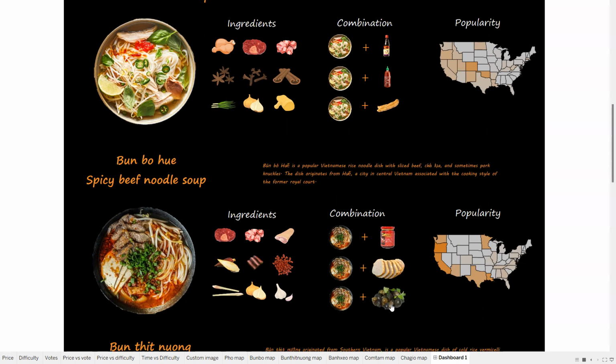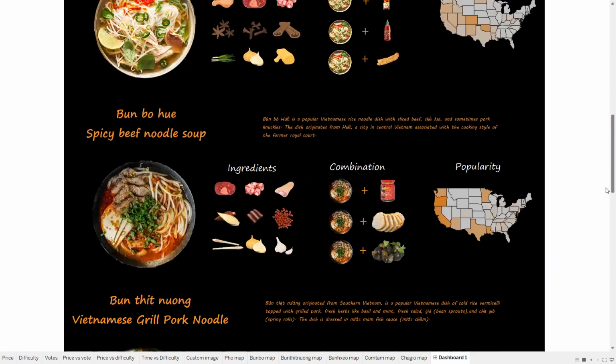Now in terms of popularity, bún bò Huế is getting more popular in Oregon, California, Washington, Texas, and Louisiana. These are the five states where most Vietnamese people live, so it's not really surprising to me.